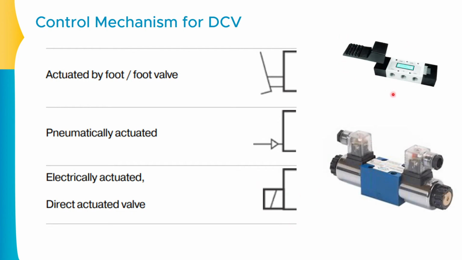This is the practical direction control valve which is operated by the foot. So whenever you put your leg on this foot pedal, this valve will get operated into the actuated condition. Okay, this is what we can call the solenoid operated valve. So this is the solenoid operated valve, as well as the pneumatically actuated valve. These are the symbolic representations, and these are the actual representations of those valves.